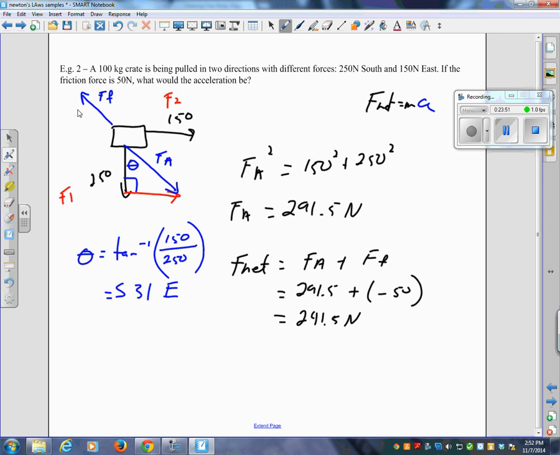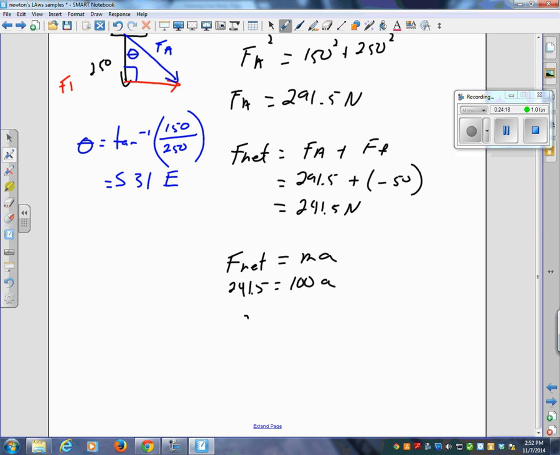One thing I didn't do is write out what I know here, although I sort of did. Would you say that this is kind of writing out what you know? Sort of the same thing. Okay, what's my last step? F net equals MA. Is that 241.5? Yeah, 291.5 minus 50, 241.5. And my mass is a convenient 100. Hopefully you can do that in your head. I get 2.4 meters per second squared.